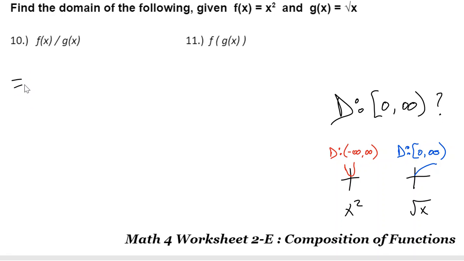If I do equals x squared over square root of x, so long as I stay at 0 or above, well, actually, no, I can't have 0 down there, can I? Square root of 0 is 0, and I can't have 0 on the bottom of a fraction. So it has to be greater than 0, but it actually can go anywhere from there. So, we can do that.